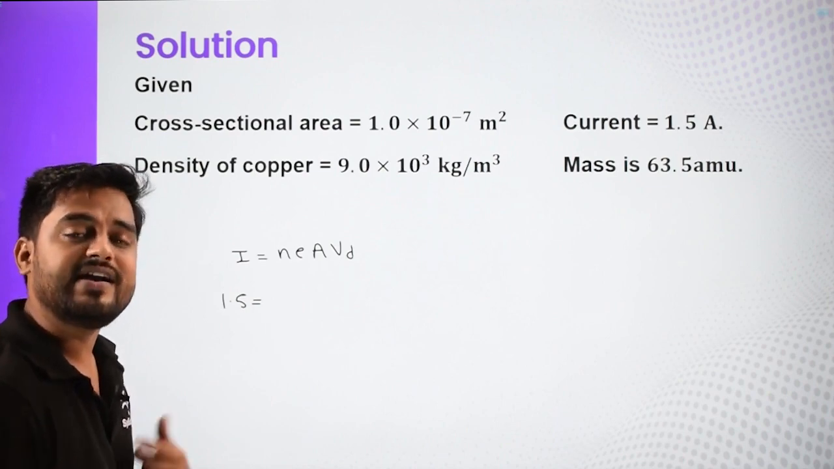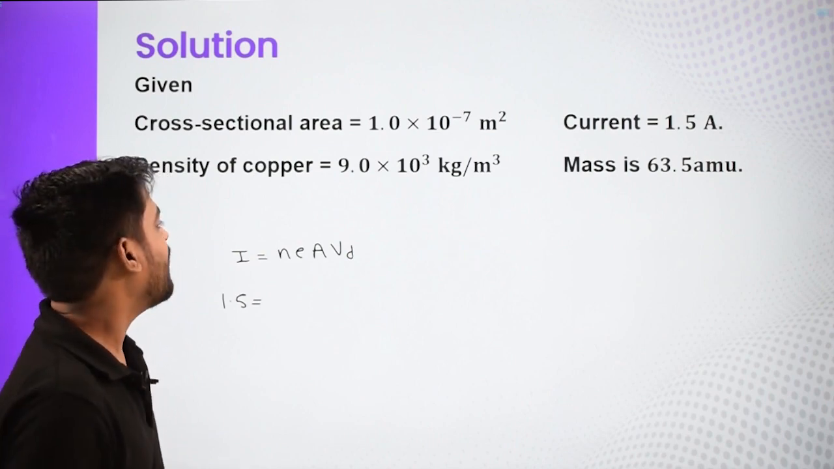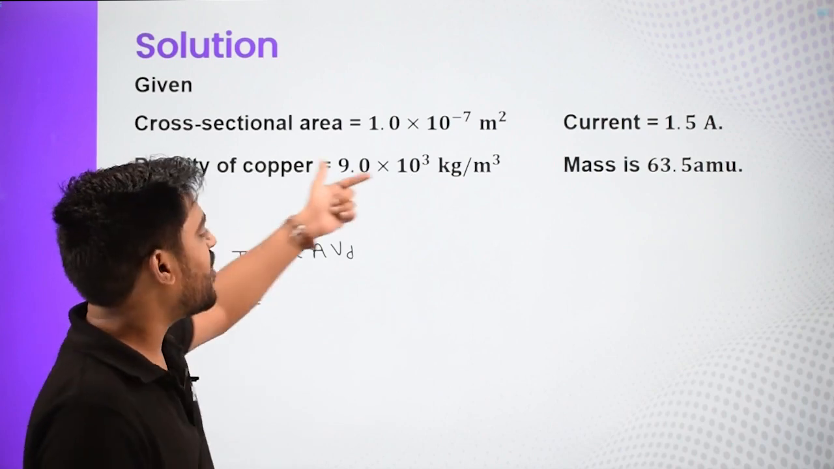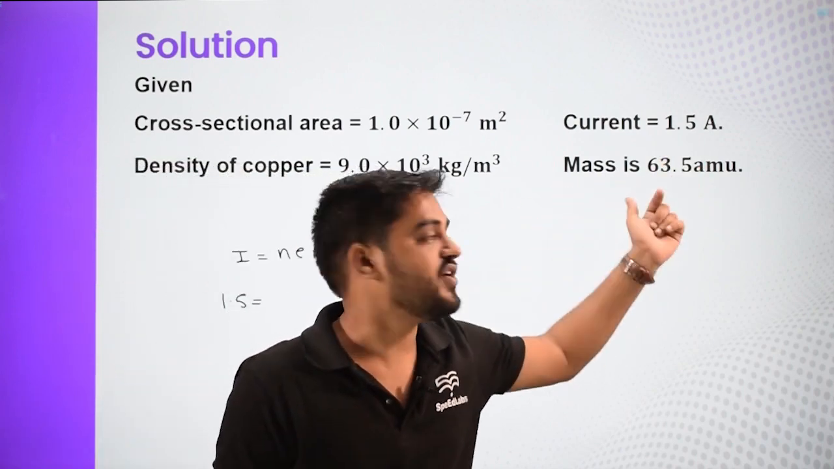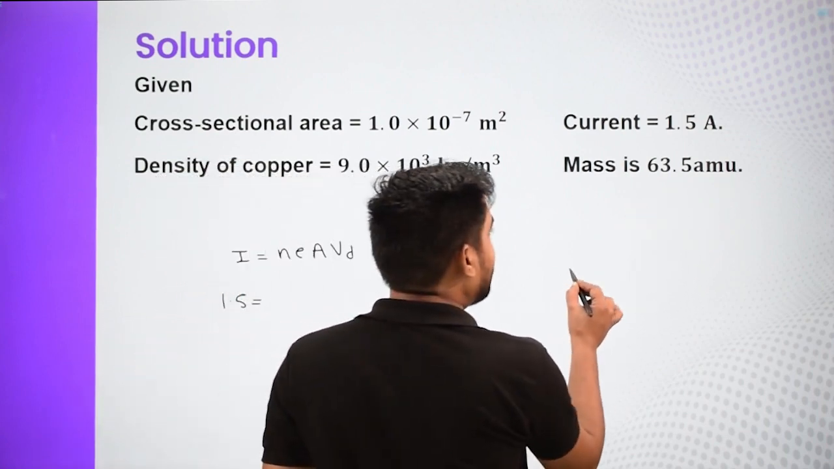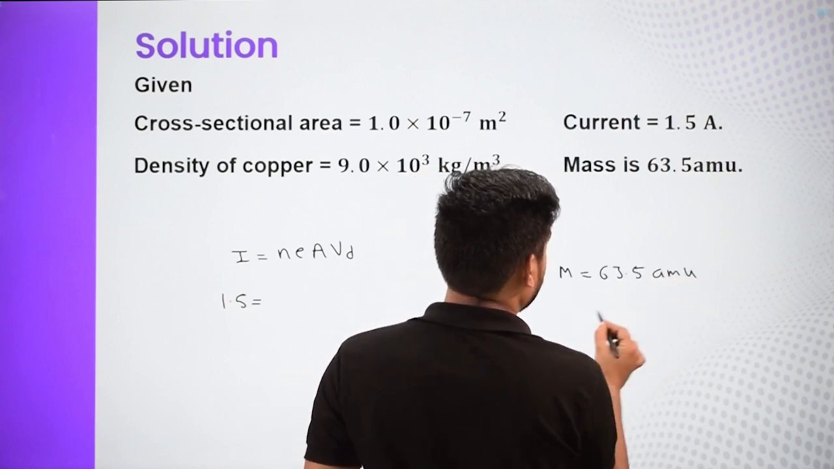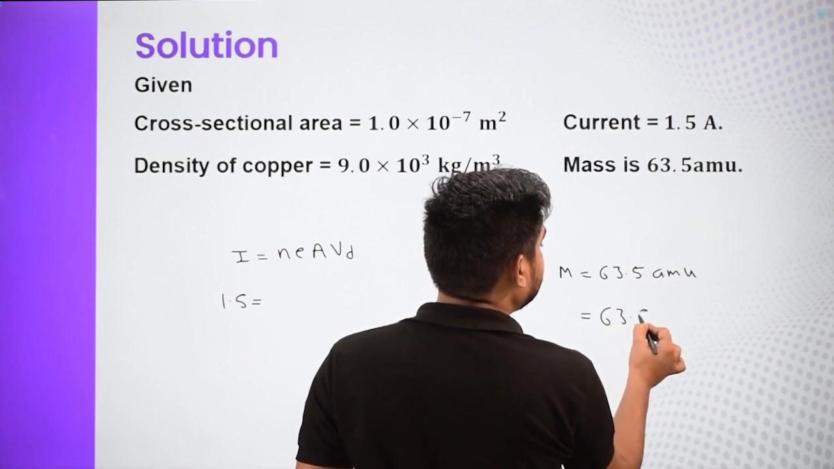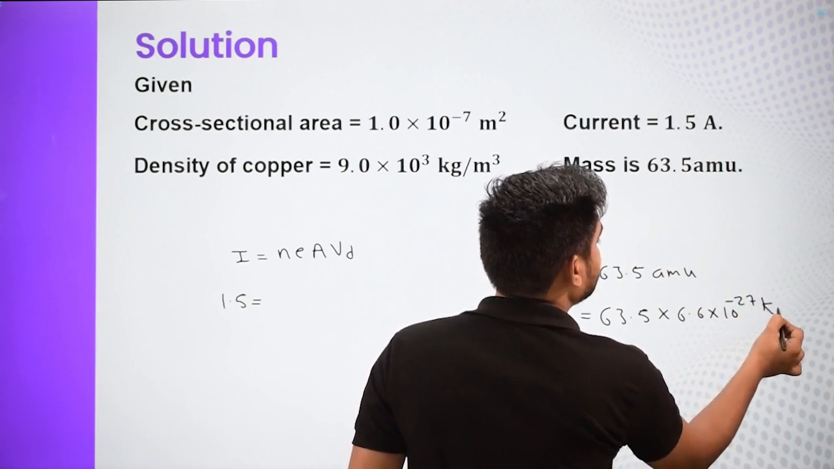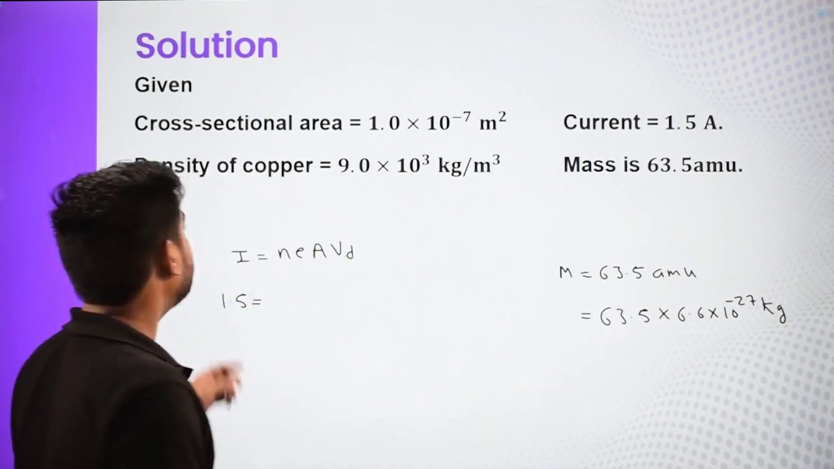N is what? Number density of electrons, so it is basically the number of electrons per unit volume. For that we need to get the number of copper atoms per unit volume. So the density of copper is this, and the mass of each copper atom is basically this. We know the mass is 63.5 AMU, and 1 AMU is basically 6.6 into 10 raised to power minus 27 kg. So we have the mass of each copper atom, and we have the density.